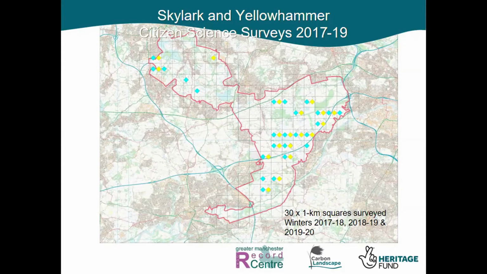So here we've got a map that shows where the skylarks and yellowhammers were recorded, and this is the core area of the mosslands in Salford and Wigan. Between, you've got the M62 here, and you've got the East Lancs Road to the north. But we come down here around Warrington, we did get a few squares covered in the Warrington area as well.